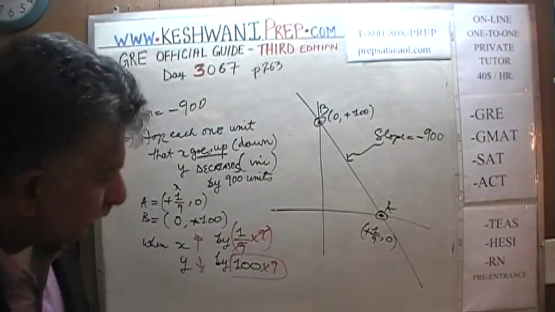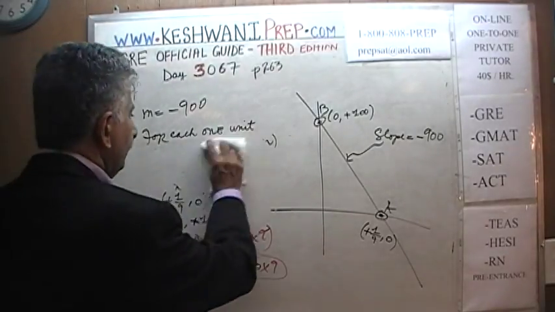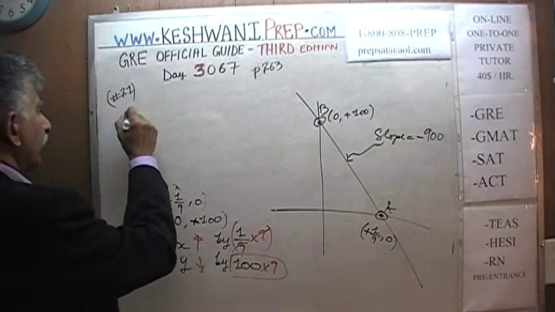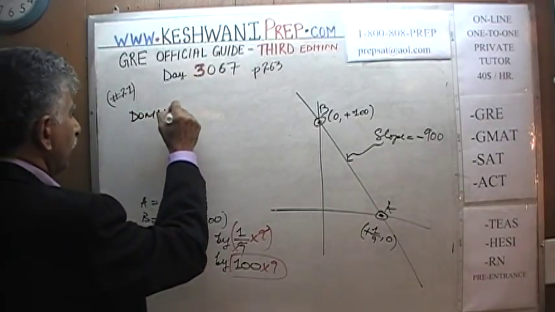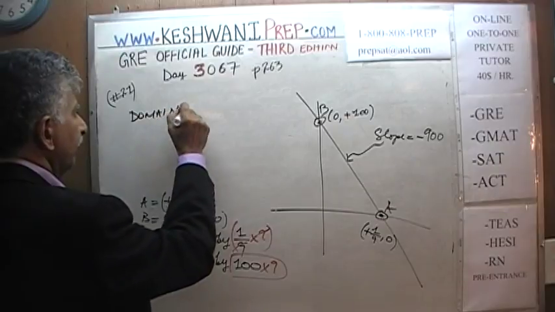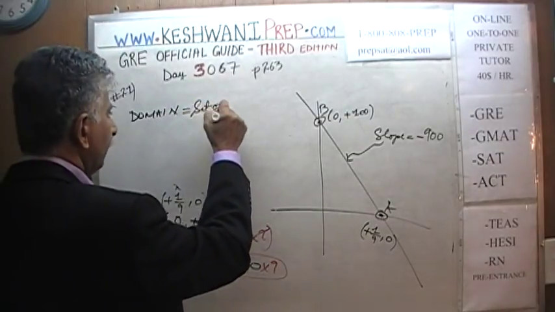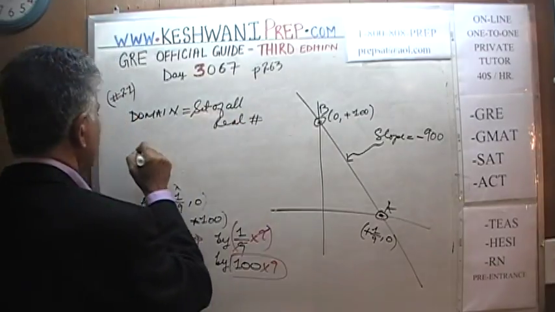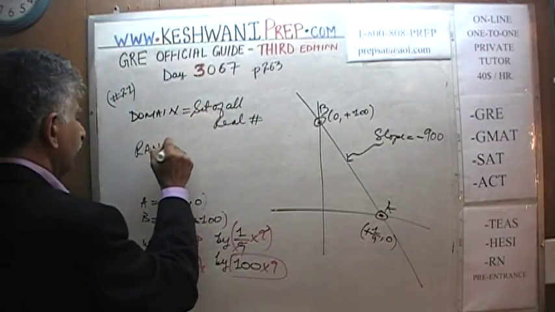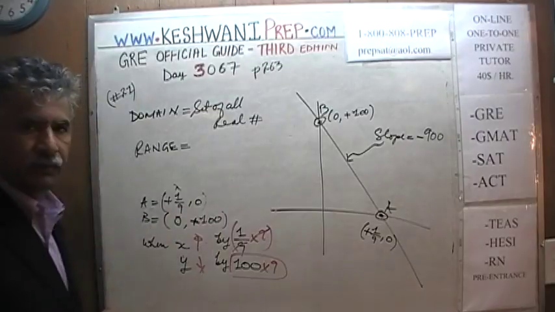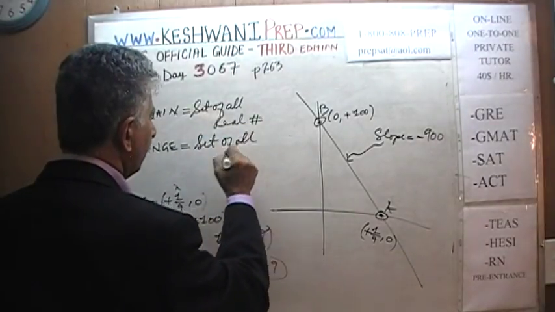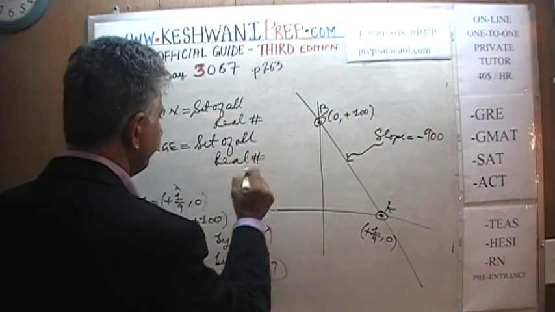Let's talk about the domain. Are there any restrictions on x? The answer is no. The domain here is, there are no restrictions on x. Domain here is, again, the set of all real numbers. What about the range? Are there any restrictions on the value of y? The answer again is no. If the answer is no, it's the set of all real numbers.